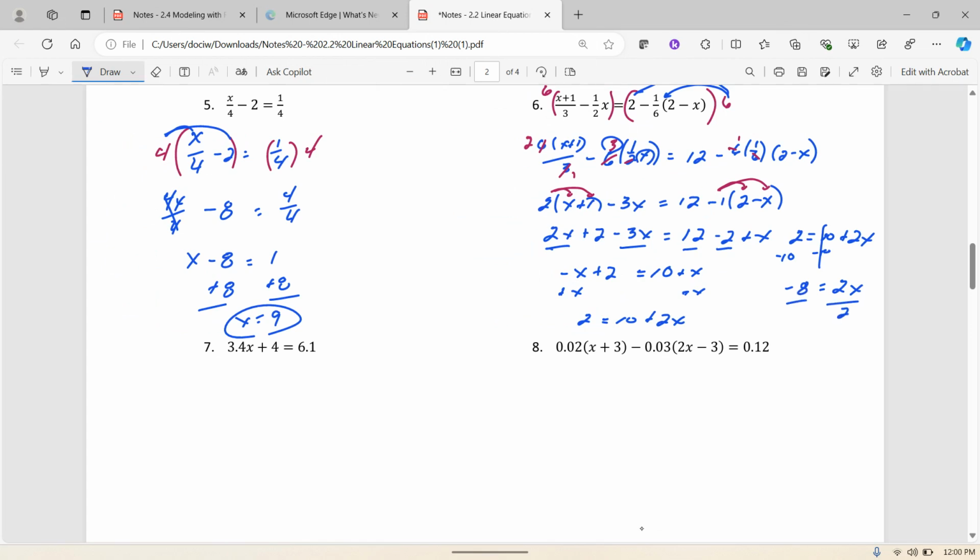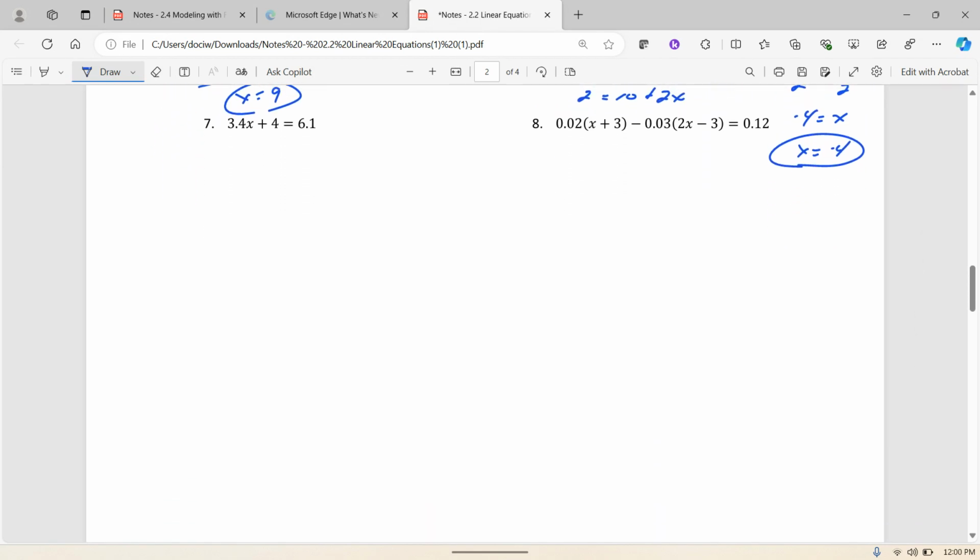Divide both sides by the 2. Negative 4 equals x. Now I can just simply switch that around and say if negative 4 equals x, x equals negative 4. Okay, hope that makes some sense there. In a little bit, I might need to erase that to make some room for number 8. Before we get there, let's look at number 7.